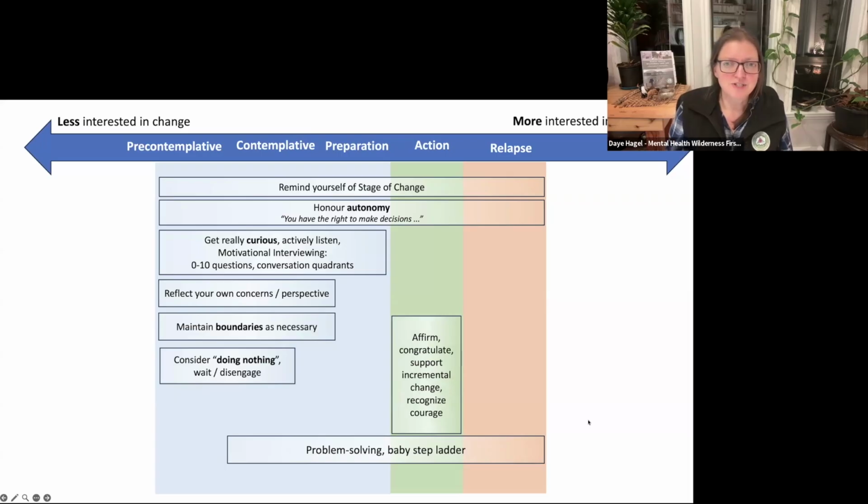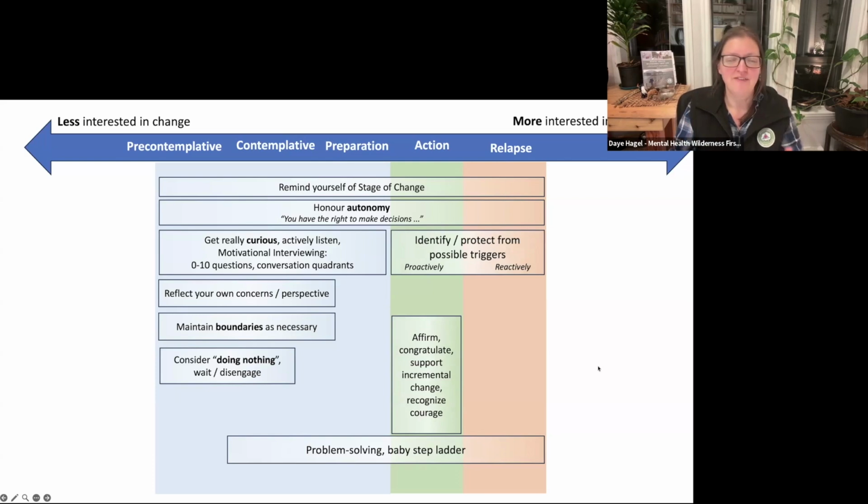When you identify someone's in an action phase, like certainly Denise seems to be in an action phase for some behavior, you want to really lean into helping support the person where they're at, and just acknowledging what it's taken for the person to get there. Celebrating those successes, affirming, celebrating courage, or naming courage out loud. If there's incremental change the person's making, that's great.